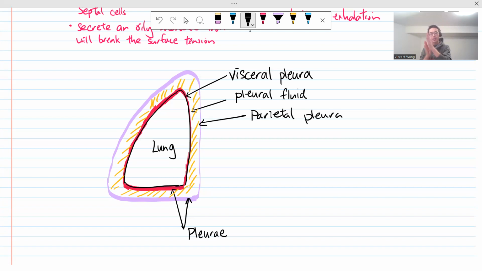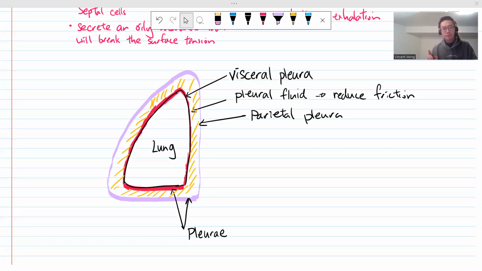Okay. So as the two layers of the pleurae rub against each other, because your lung is expanding, collapsing, expanding, collapsing, that rubbing is going to be creating friction. And we don't want friction. That's why there is the pleural fluid, to reduce friction.